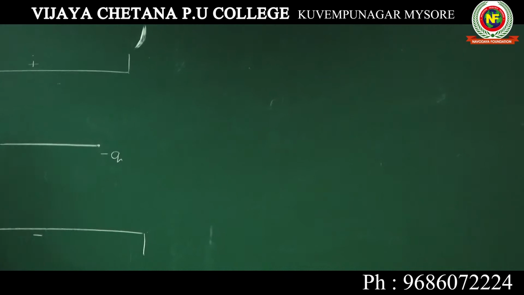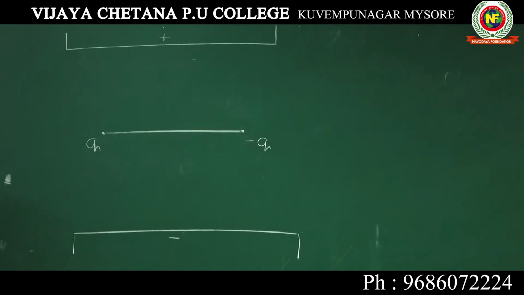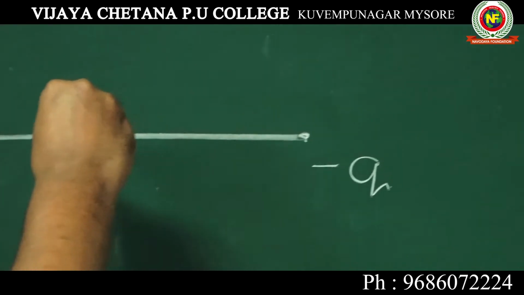So Q and minus Q are the two charges of the dipole. Okay, placed in that uniform electric field. Say it is pivoted something like this.